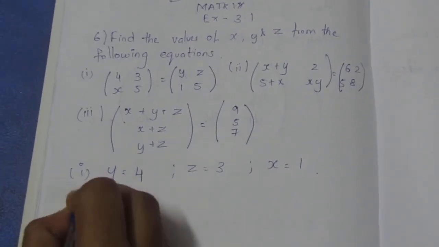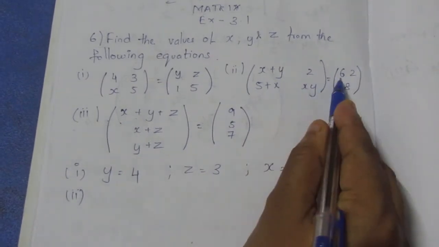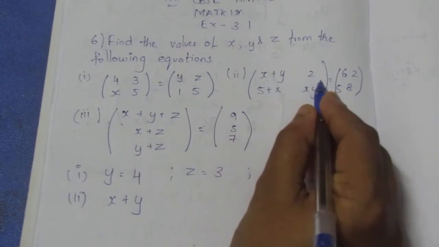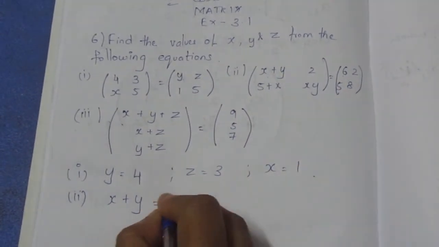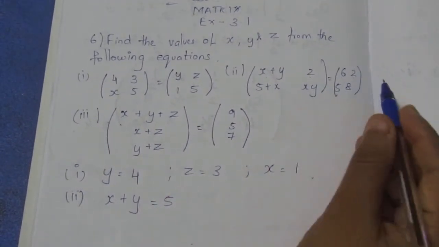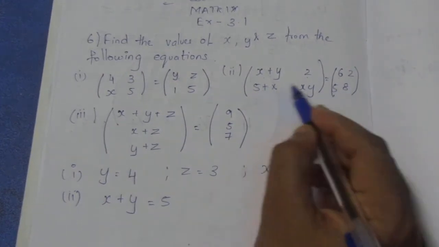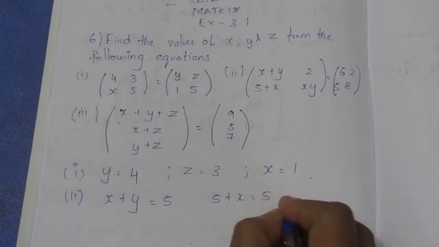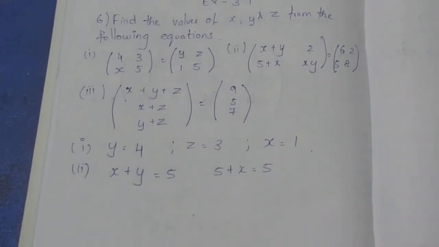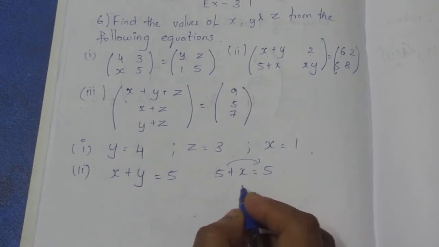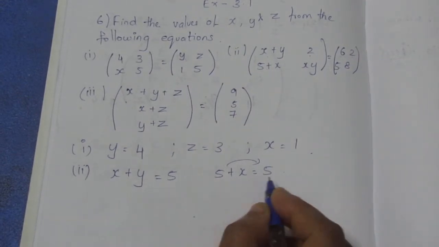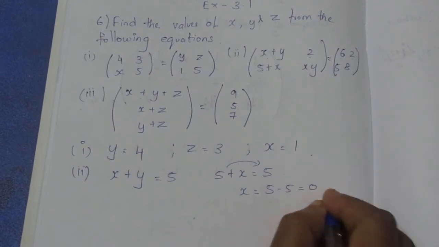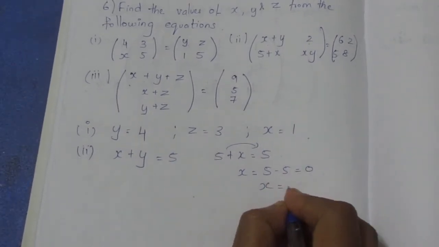For the second one, the same way, first one should be equal to the first one. So here we know that the first one is x plus y is equal to 5. Similarly 2 is equal to 2, so no necessity for writing. Here 5 plus x is equal to 5. If I bring 5 to this side, it comes as a subtraction. So x is equal to 5 minus 5 which is equal to 0. Now we know that x is equal to 0.